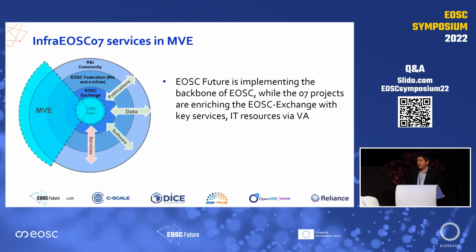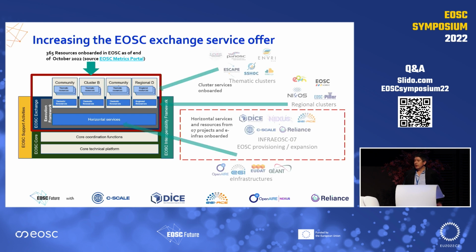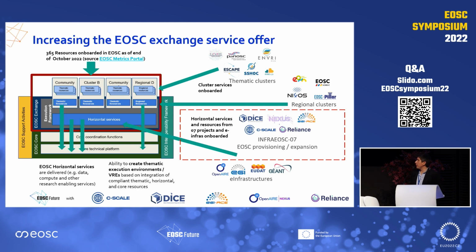If we see this in the context of the diagram of the MVE, which has been presented before, we can see that while EOSC Future is implementing the backbone of EOSC, we as 07 projects are enriching the EOSC Exchange with a set of key services and IT infrastructure and resources that are delivered via virtual access mechanisms. If we look at this in more detail with respect to the architecture, which was also presented before, you can see that all of our horizontal services and resources come from 07 projects and can be used for things like data, compute, and other research-enabling activities. Based on these services and also on other EOSC core and thematic services, you can build virtual research environments or thematic execution environments.